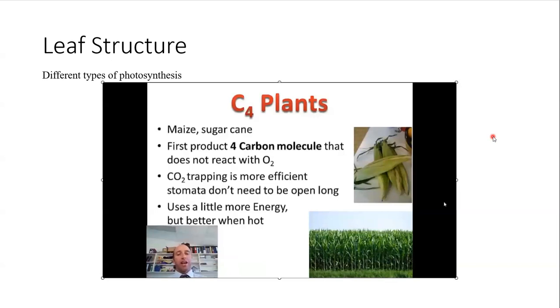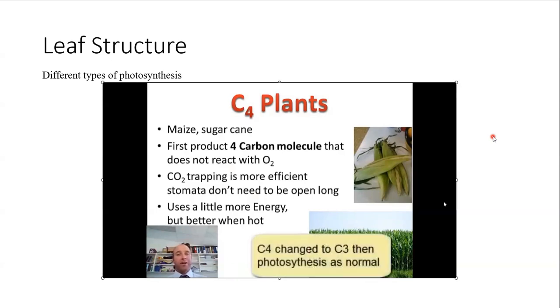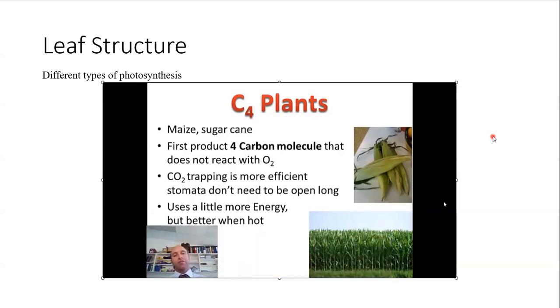So to look at C4 plants in a little bit more detail, that 4-carbon molecule is created from carbon dioxide, and that happens in the mesophyll cells of the plant. And that molecule is then transported to the sheath cells of the plant, and that's where it's converted to a 3-carbon molecule, just like C3 photosynthesis, and the process continues very similar to what you'd see in a C3 plant.